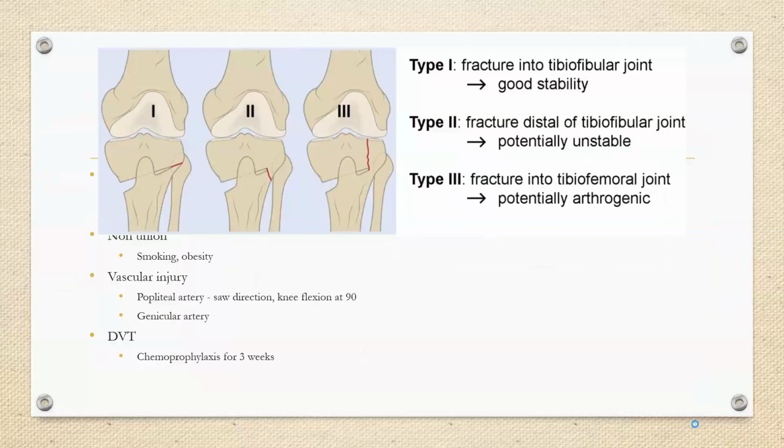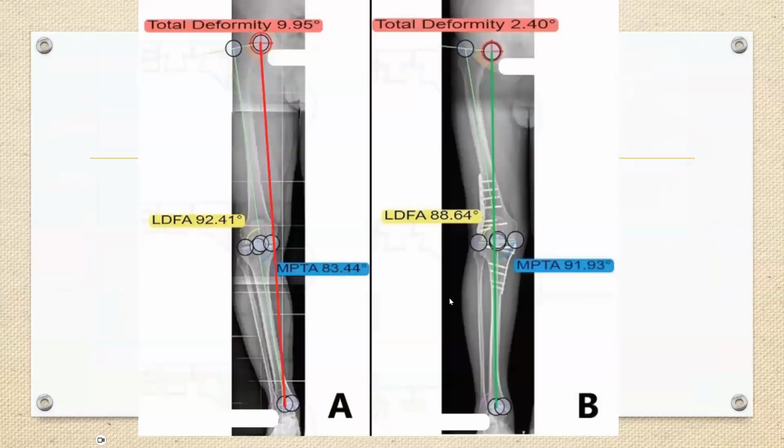So as discussed, in the DLO cases, chemoprophylaxis for up to 3 weeks is recommended. So this is an example of a double level osteotomy planned using software, where the scanogram is spread and it comes up with the deformity angle and the LDFA and MPTA angles. Following this, the deformity correction can be planned to restore the joint line obliquity.